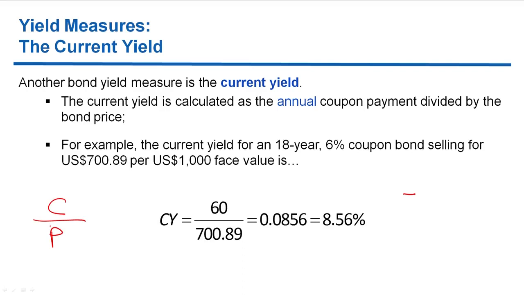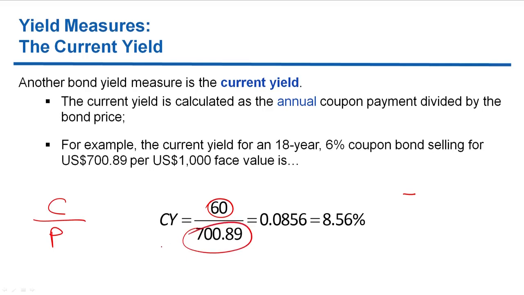So basically, why is this measure useful? Because it is telling you how much cash you can expect from holding this bond in a year's time. Because this is the annual coupon, the amount of coupon payments that you get in a year, and this is the price, right?